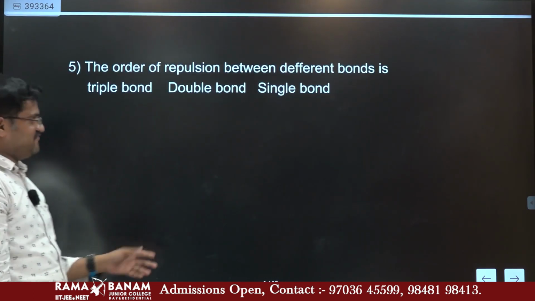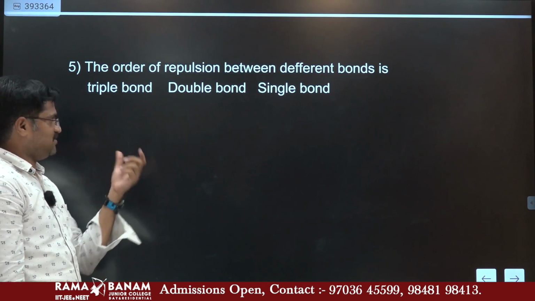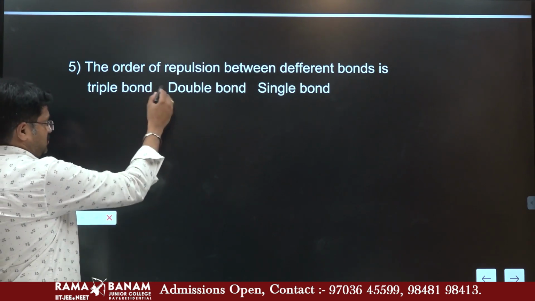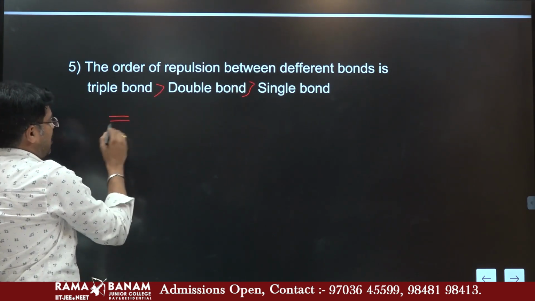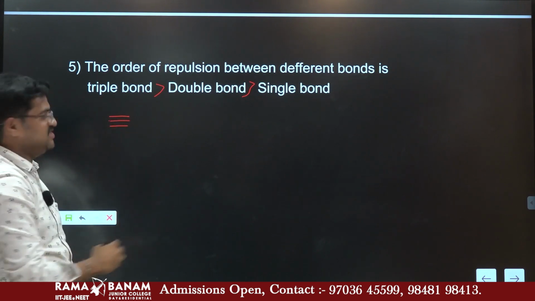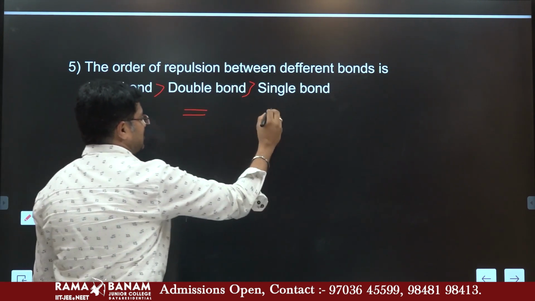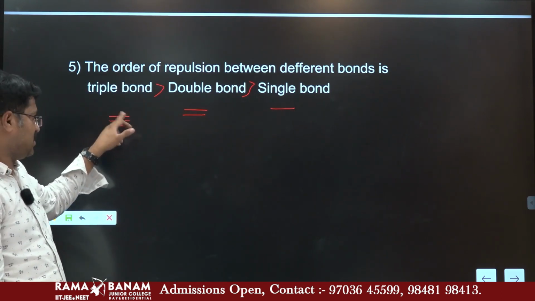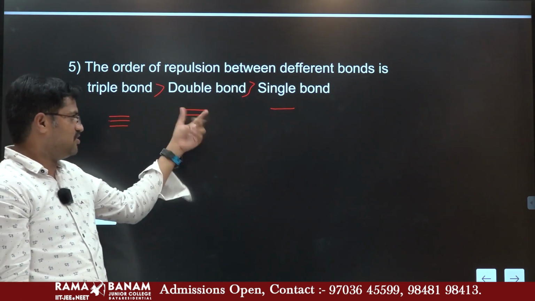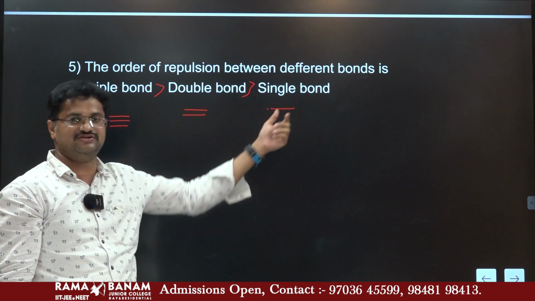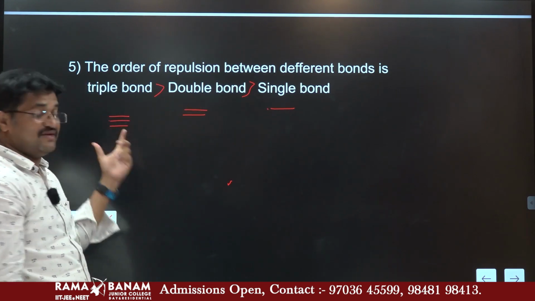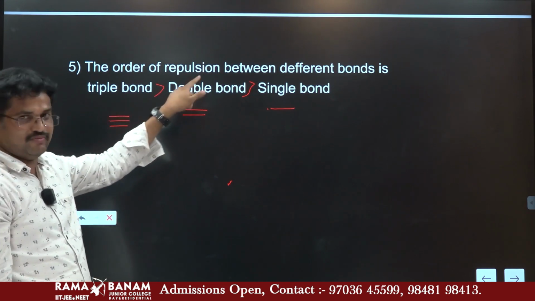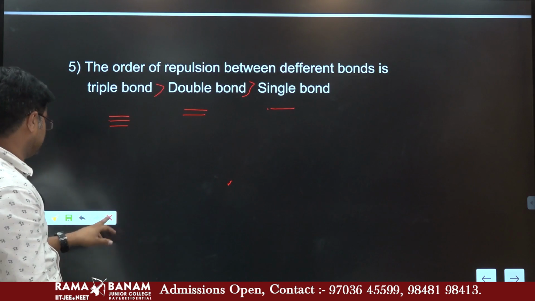The order of repulsions between different bonds is triple bond greater than double bond greater than single bond, because in a triple bond 3 bond pairs are present, in a double bond only 2 bond pairs, and in a single bond only 1 bond pair. Here the number of electrons is more: 3 bonds, 6 electrons; 2 bonds, 4 electrons; 1 bond, 2 electrons. So as the number of electrons increases, repulsions also increase. So triple bond repulsions are greater than double bond repulsions, which are greater than single bond repulsions.